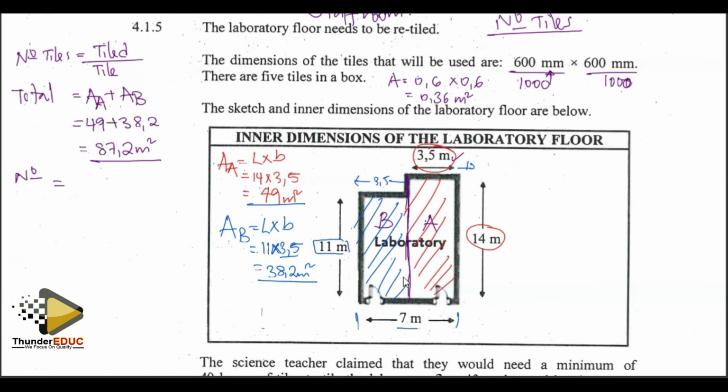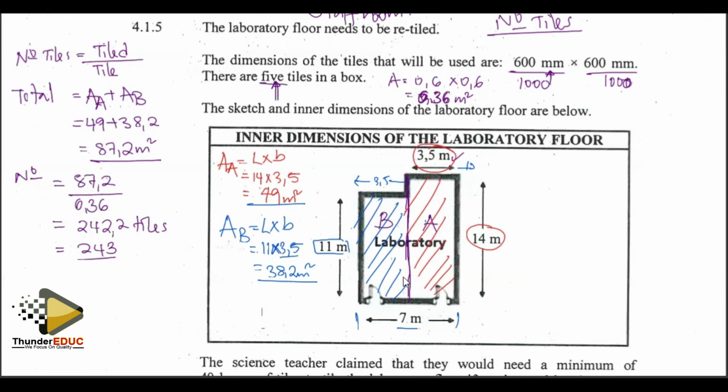Now, here we go ahead. Number of tiles equals area to be tiled divided by the area of only one tile, when we want to find out how many tiles. Divided by 0.36, you get the answer 242,2. Remember, these are tiles. You can't buy half a tile, but this simply means you will need more than 242. So in other words, we need 243.